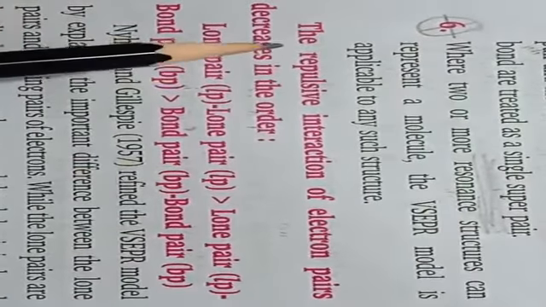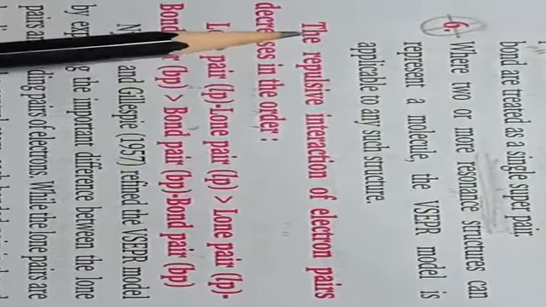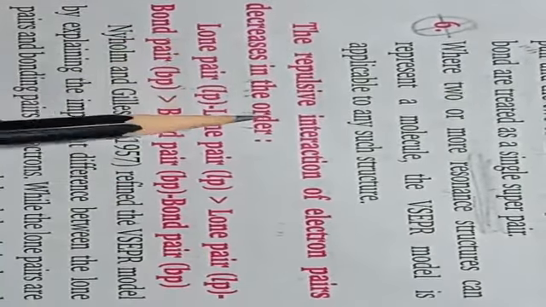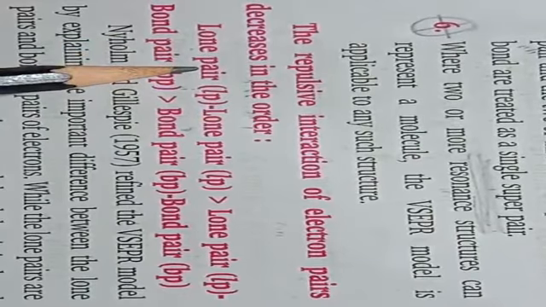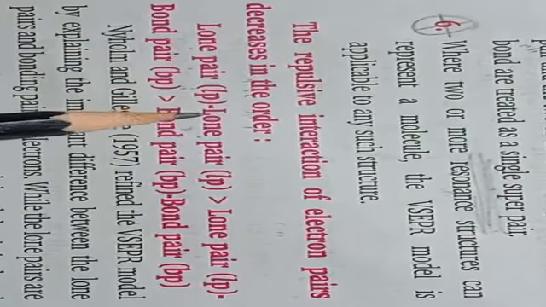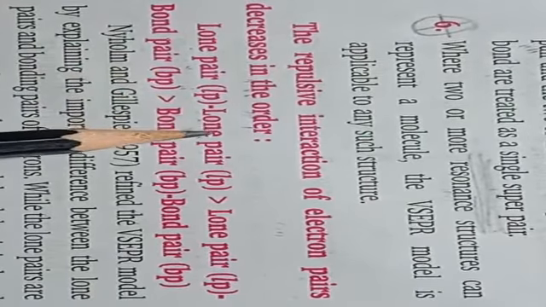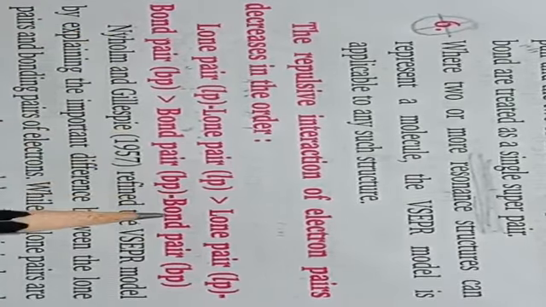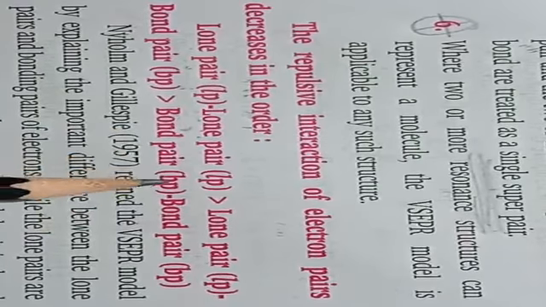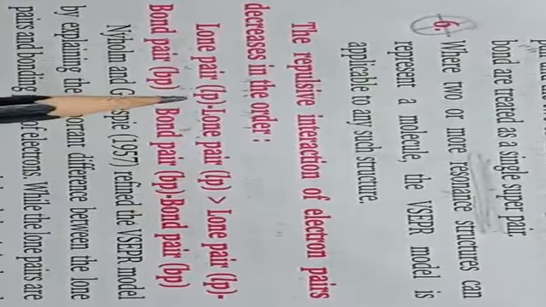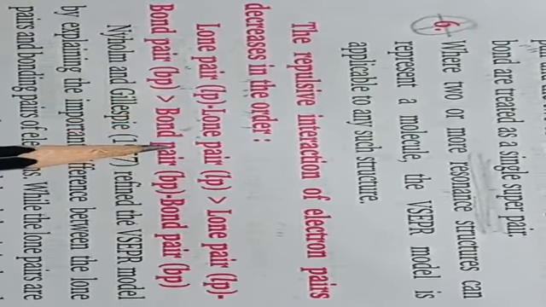This is the most important statement related to VSEPR theory. The repulsive interaction of electron pairs decreases in the order lone pair-lone pair. So this repulsion will be maximum, and the next, lone pair-bond pair repulsion, will be comparatively less, and bond pair-bond pair repulsion will be least. Okay, so this is the decreasing order of repulsion of electron pairs.